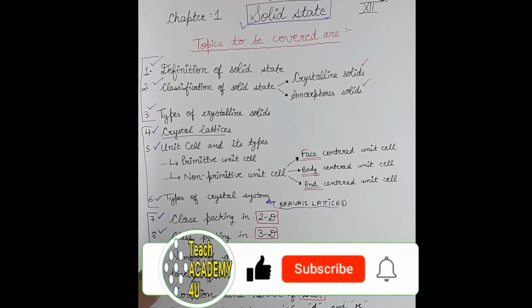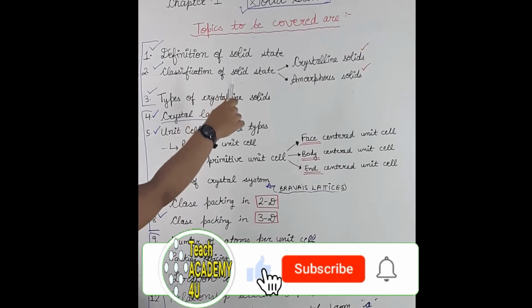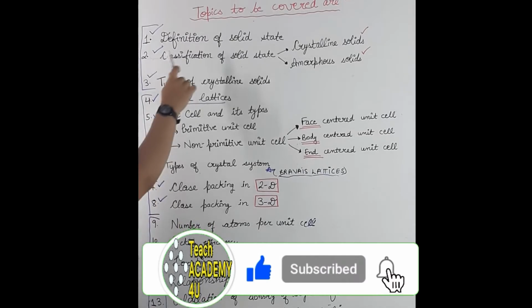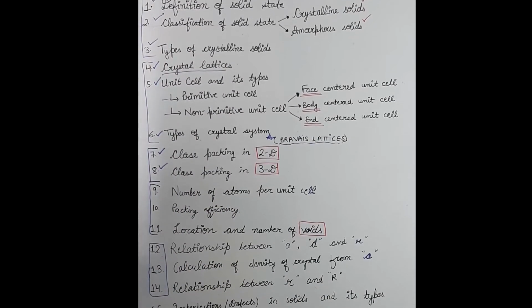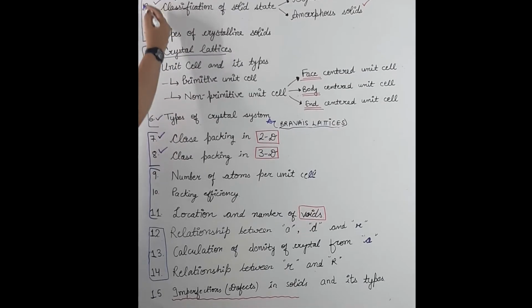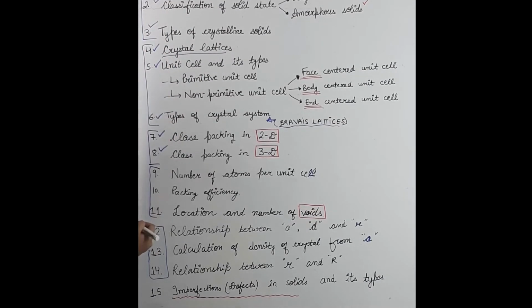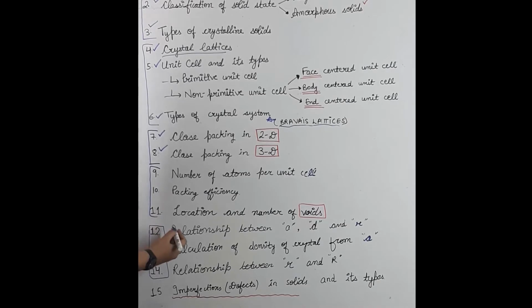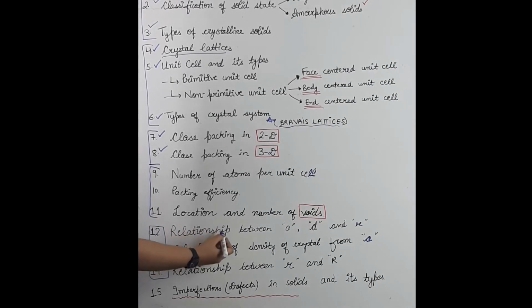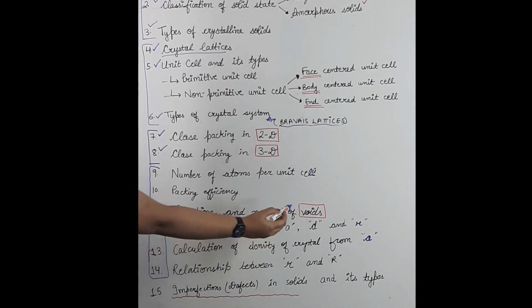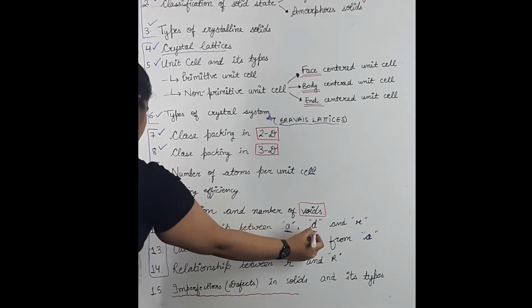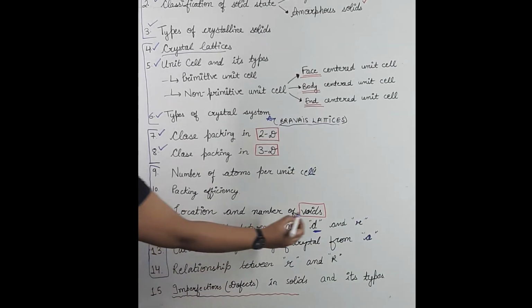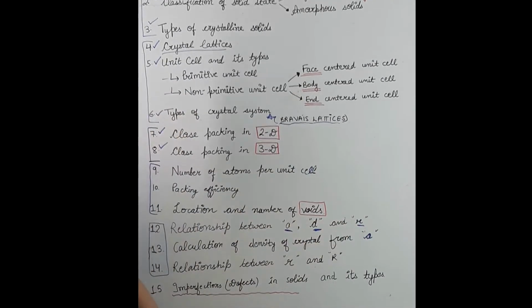To our channel, guys, we were doing solid state chapter 1 and these are the topics to be covered in our chapter. Guys, in our previous video we have done up to topic 11 and today we will do the relationship between A, D and R, where A is the edge length, D is the nearest neighbor distance and R is the radius of the spheres.